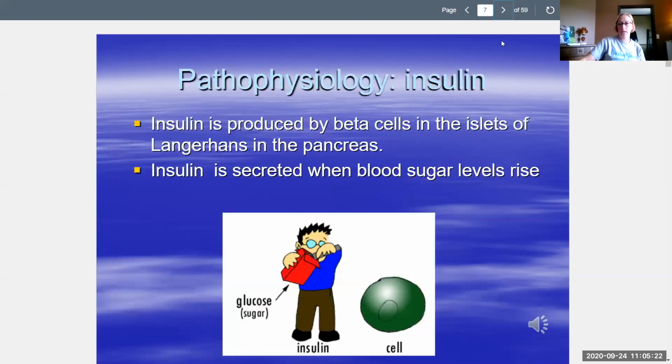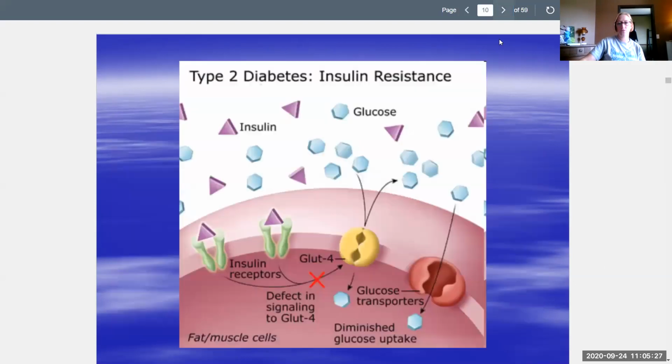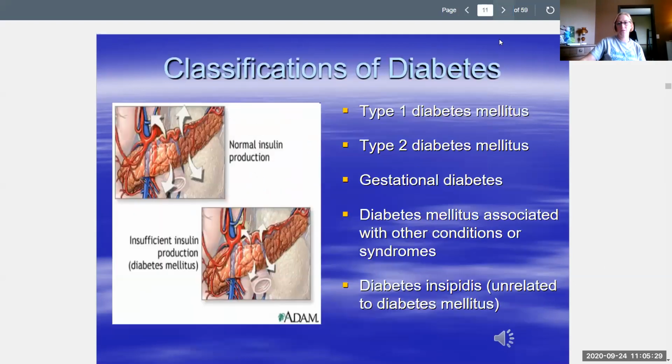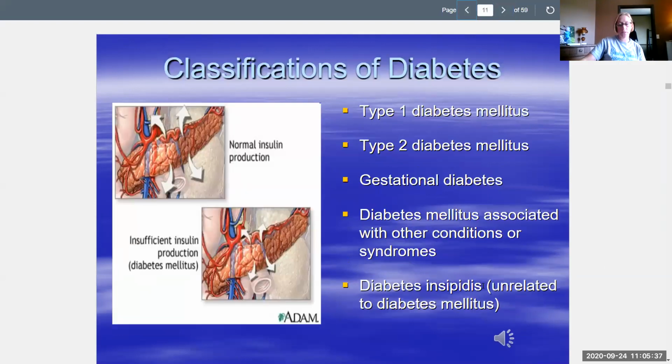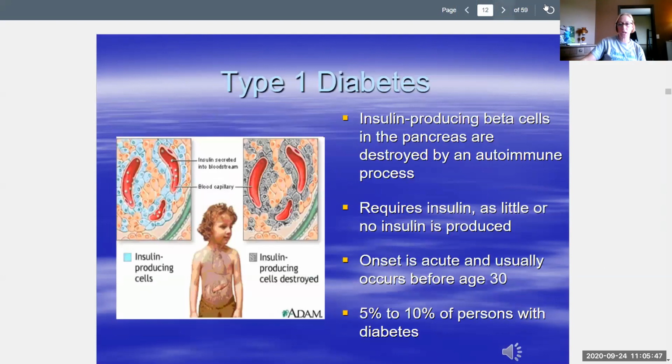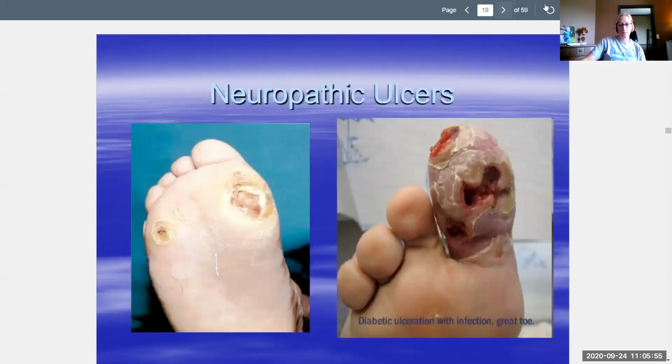I'm not going to go through all this stuff. Let me skip through classification. So type 1, type 2, gestational, we will not talk about in this class at all. And then diabetes insipidus is neuro. It's actually not diabetes related at all, but we will discuss that when we talk about neuro stuff. I'm clicking through so that it refreshes my memory, oh, there's the slide.